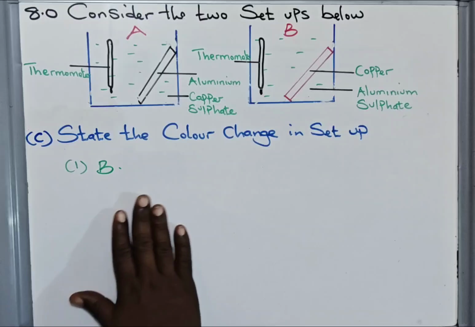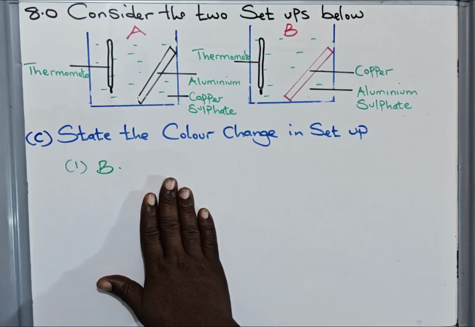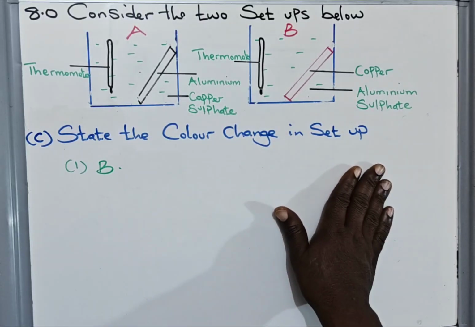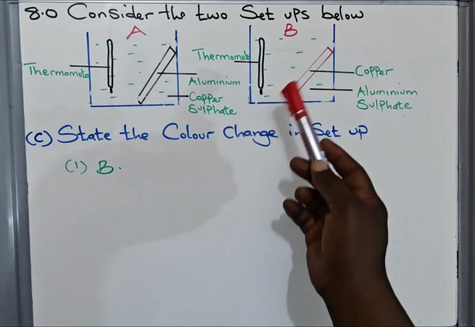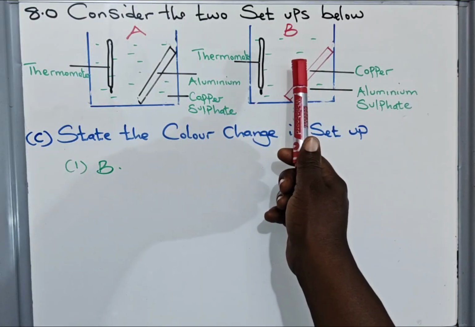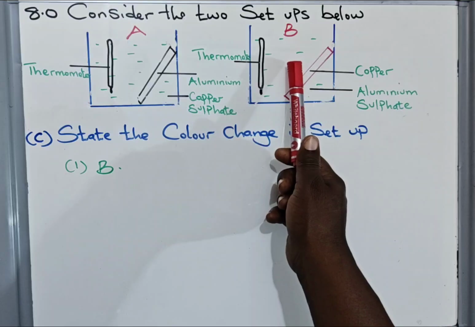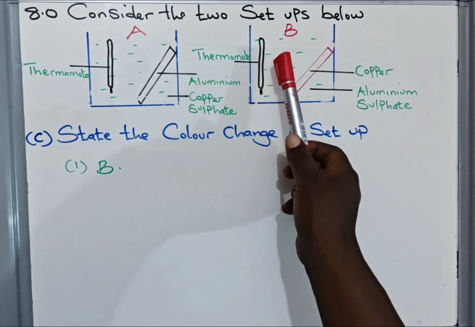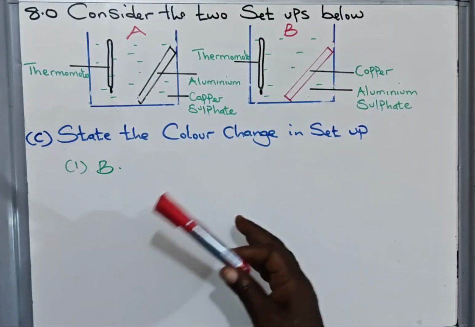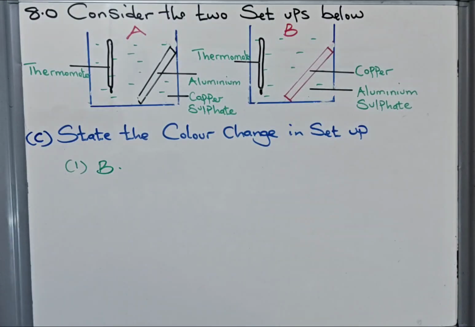Then we come to this question. It says, state the colour change in setup B. This is B, and we said B is non-spontaneous. It's not feasible. So if this is not feasible, what's the colour change? No colour change.